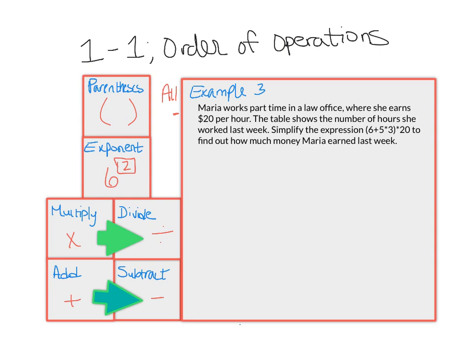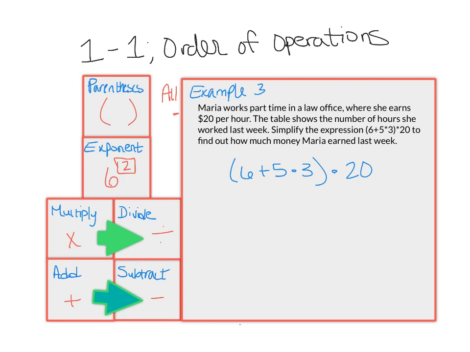So this is example 3 out of the book. Maria works part-time in a law office where she earns $20 per hour. The table, which is in your book, I didn't copy it, shows the number of hours she worked last week. Simplify the expression 6 plus 5 times 3 times 20. Those little asterisks are like a times sign, to find out how much money Maria earned last week. So we are going to use 6 plus 5 times 3 times 20. And we need to follow the order of operations here.